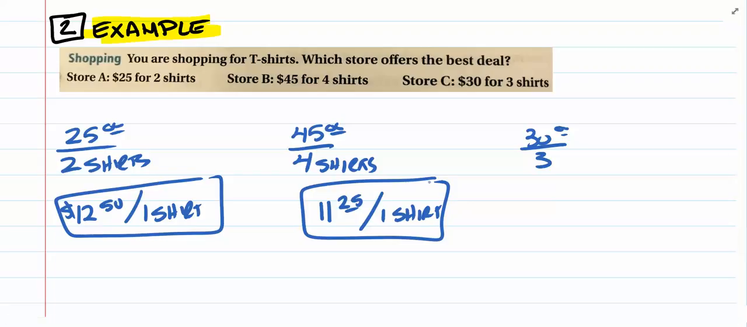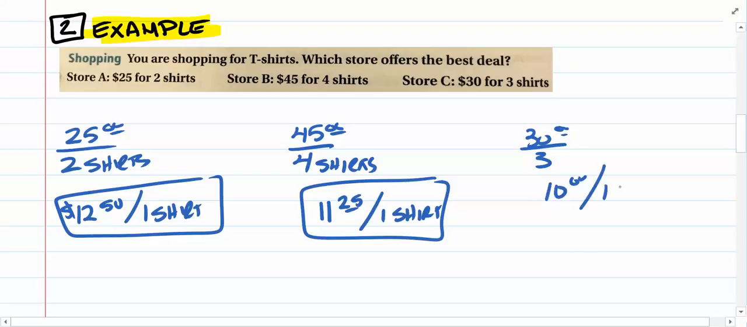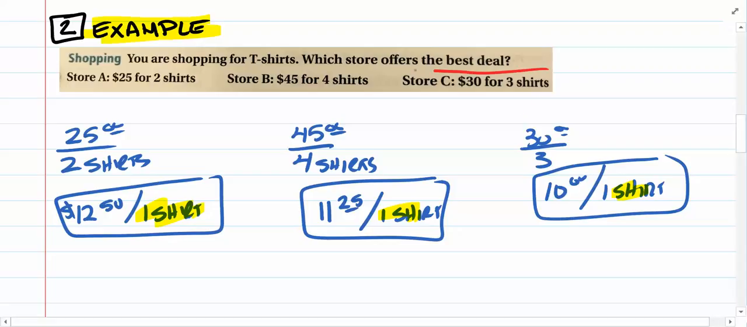And then take a look at store C. We have $30 for 3 shirts. So if I take $30 divided by 3, obviously we get $10 for every 1 shirt. So now that I am comparing all of the prices for every 1 shirt, it's pretty obvious to me that store C gives us the best deal, because we're only paying $10 for a shirt versus $11.25 or $12.50 for a shirt. That's what we mean by a unit rate.